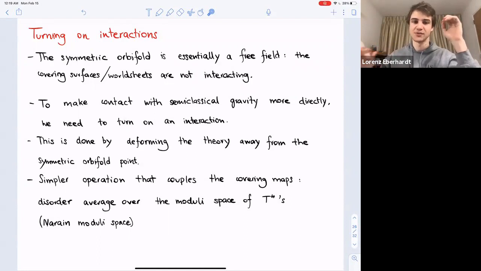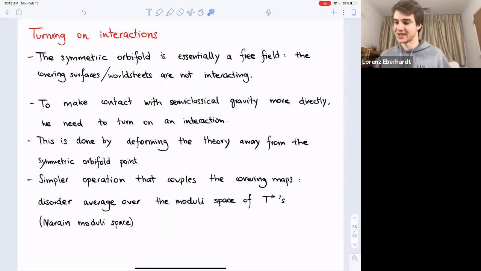So there's a marginal operator in the twisted sector. You can add it to your theory and do conformal perturbation theory. And the lore is if you do that for a very long time, at some point you arrive at some point in moduli space that is described by semiclassical gravity.